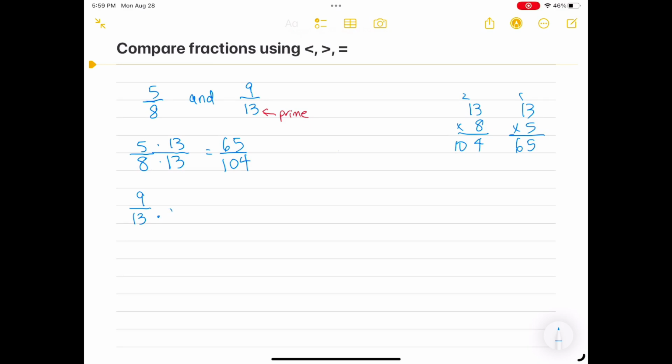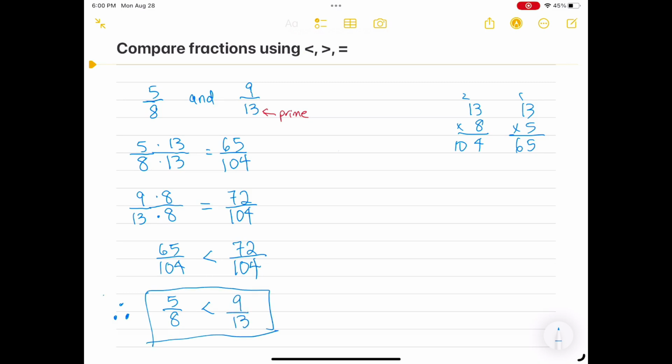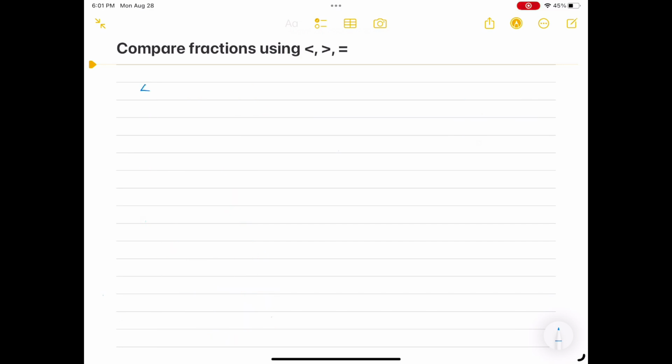Next, we multiply 9/13, both the numerator and the denominator, by 8 from the denominator of the other fraction. So 9 times 8 is 72, and 13 times 8 is 104. Since the denominators are now the same, we can compare those fractions. 65 over 104 is less than 72 over 104. Therefore, 5/8 is less than 9/13. Next, we compare 4/5 and 11/12.